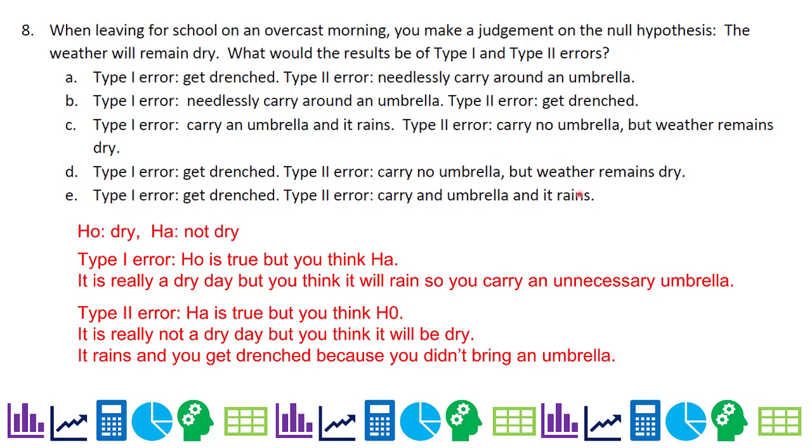Type 2, the alternate is true. It's not dry, but you think it's going to be dry. So it's really not a dry day, but you think it will be dry. It rains and you get drenched because you didn't bring an umbrella. Choice B has the answer.